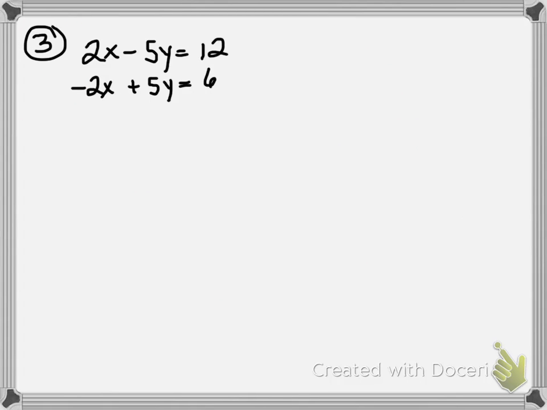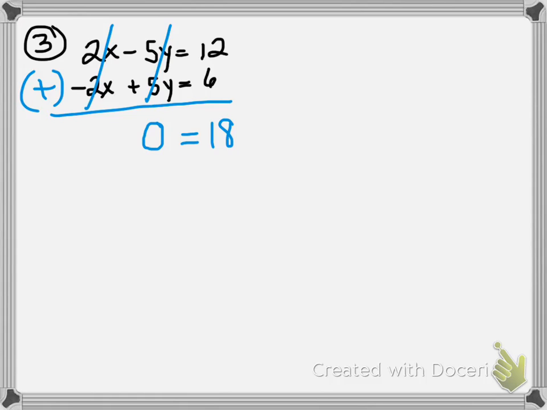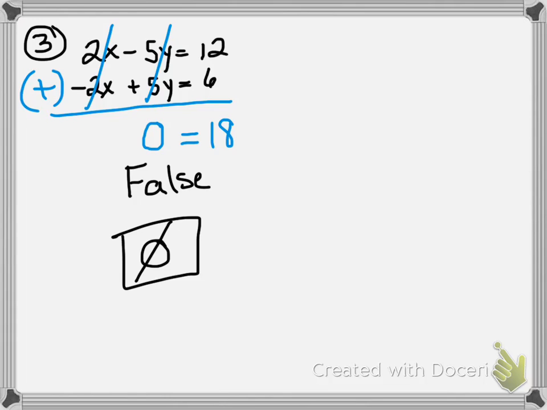Alright, in the third example again, we're looking to eliminate one of the variables. So if we look, we can add, and that's going to cancel that out, that's going to cancel that out, and on the right hand side we would get 18. So everything gets canceled out on the left hand side, so then it becomes 0 is equal to 18. And 0 equals 18, is that true or false? Well, that's a false statement. So since it's false, this system of equations would have no solution.